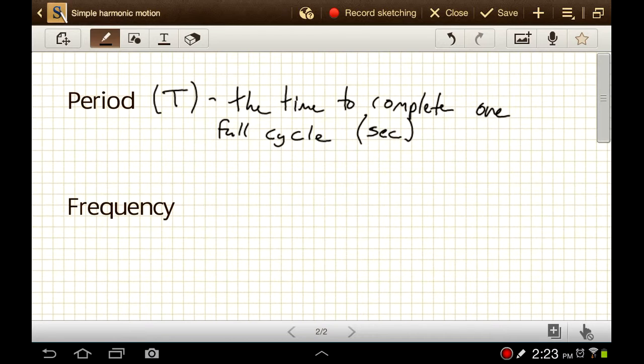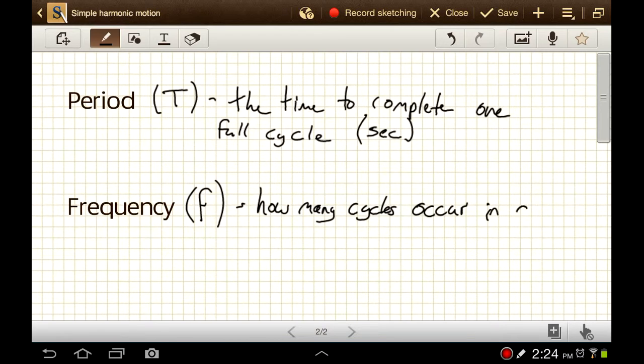And then frequency, we use a lowercase f for this. Not a capital F, that's force, but a lowercase f here. And the frequency is how frequently, or how many cycles occur in a given time, or in a set amount of time. And to measure this, sometimes you would see units like rotations per minute. Sometimes you see that with machinery.